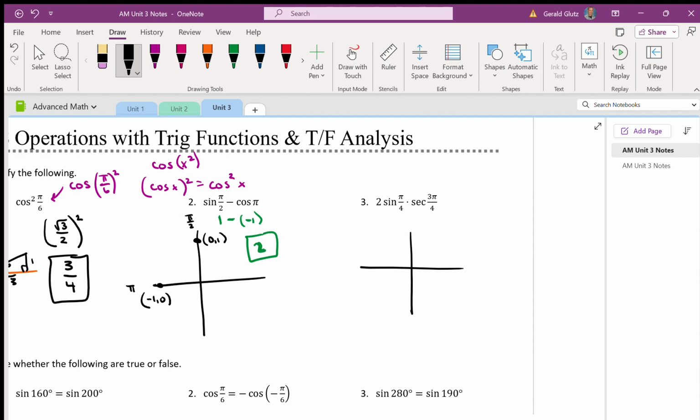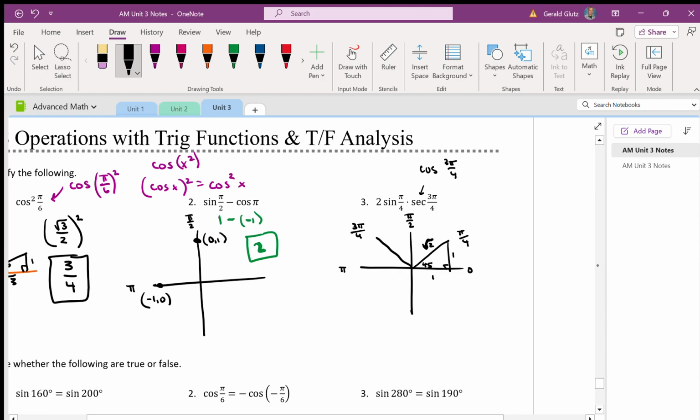Over here we got sine of pi over 4, and then secant of 3 pi over 4. So pi over 4 would be right in between 0 and pi over 2. And then 3 pi over 4 would be right in between pi over 2 and pi. I don't really like secant, so I'm going to change that to cosine of 3 pi over 4. And then I'll take the reciprocal once I find the answer. So for sine of pi over 4, I know that's a 45-degree angle. These are both 1, and then we have square root of 2.